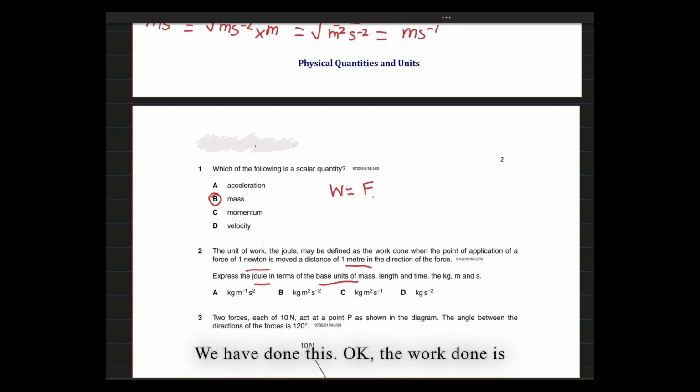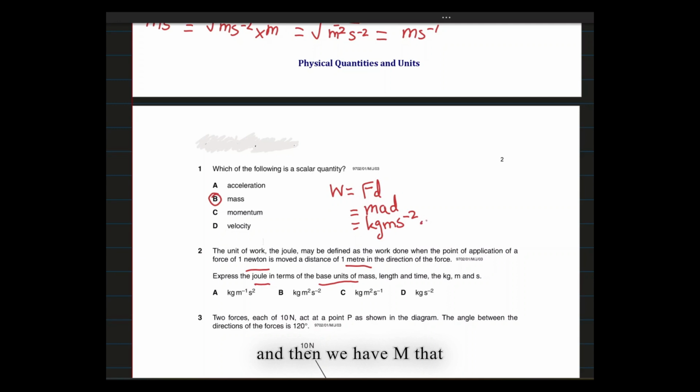Okay, the work done is force into distance. Okay, the force we know that is ma and d. Okay, so m is kg, acceleration unit is ms minus 2, and then we have m. Okay, that is distance. So our final answer would be kg m square s minus 2. So this would be our final answer of this MCQ.